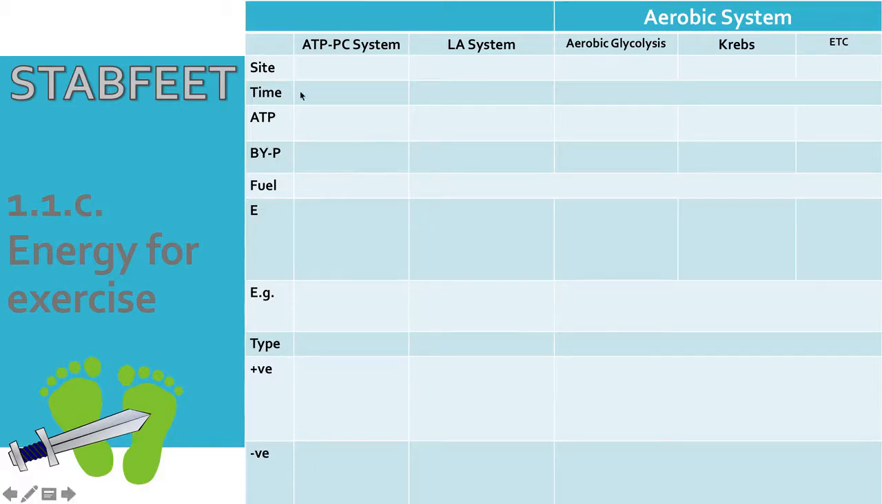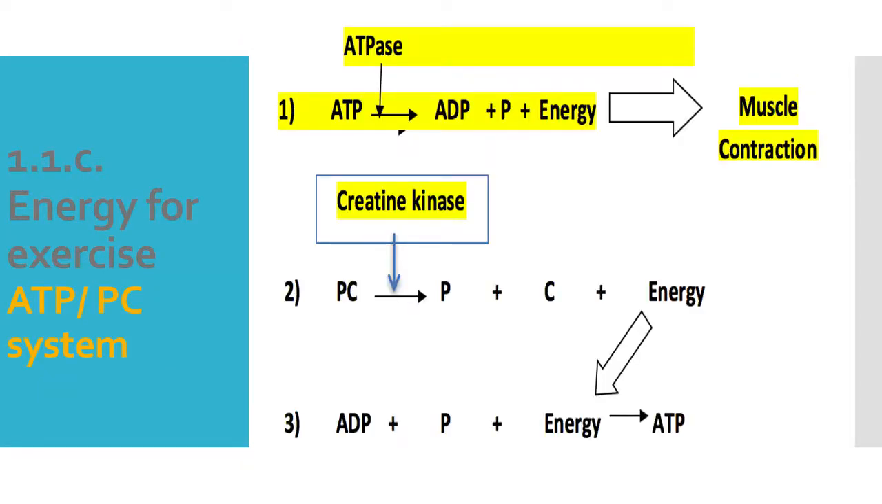So let's have a little look now then at the ATP-PC system. We'll go through this nice and quickly. Okay, so to start off with, we've got enough energy stored in the muscles, ATP, sorry, remember, for 2 to 3 seconds. ATP, we break off a high energy bond between the adenosine molecule and one of the phosphates. It is facilitated by the enzyme or catalyzed by the enzyme ATPase.